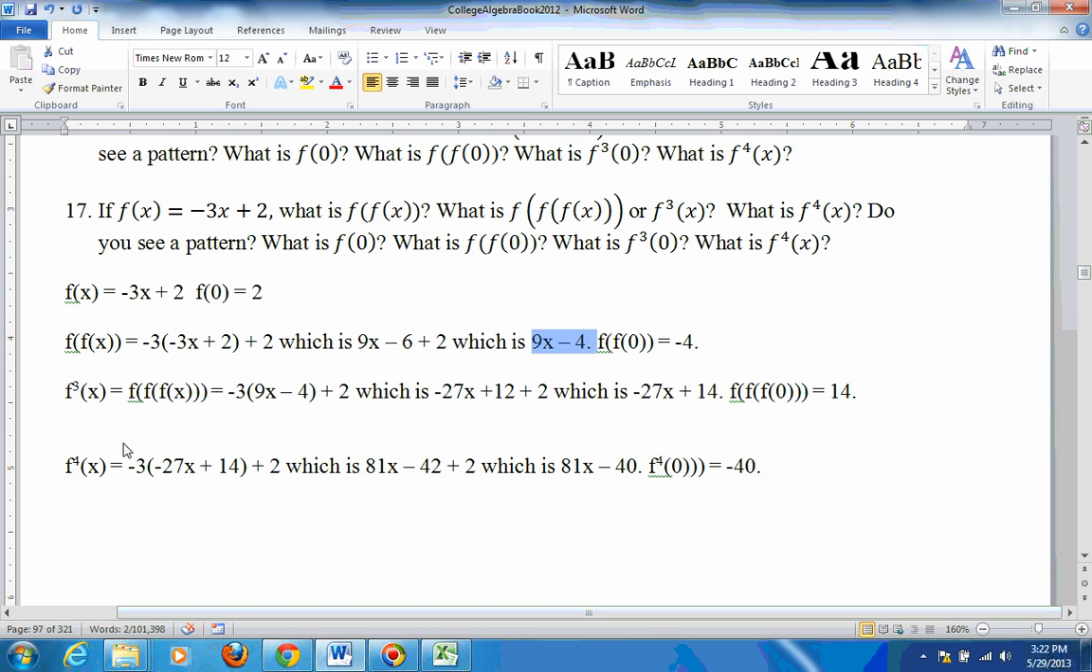And then finally the fourth one, you take the result of the last one, when you did it 3 times, and substitute it in. So it would be negative 3 times the result of the last one, negative 27x plus 14, finish it off, plus 2. Simplify it, you get 81x minus 40, and if you evaluate it at 0, you get negative 40. And that wraps up that section.